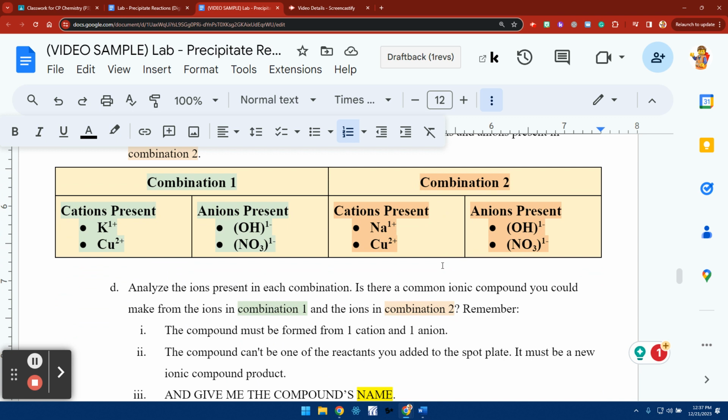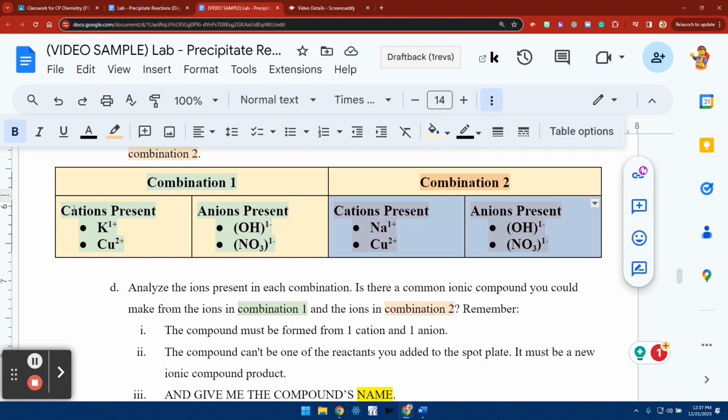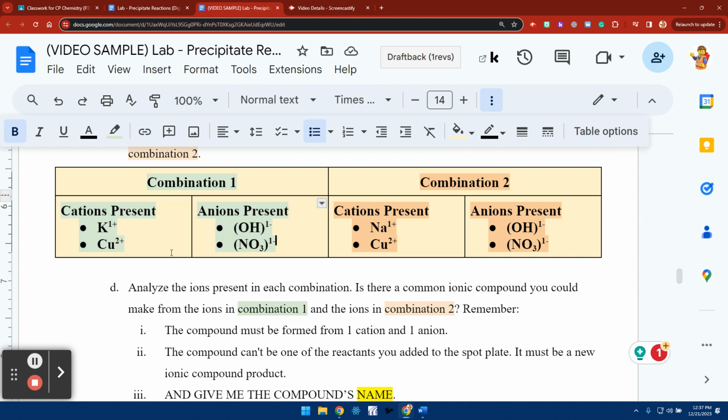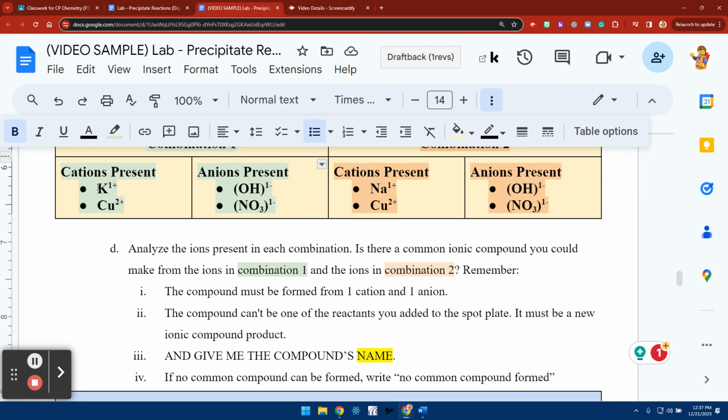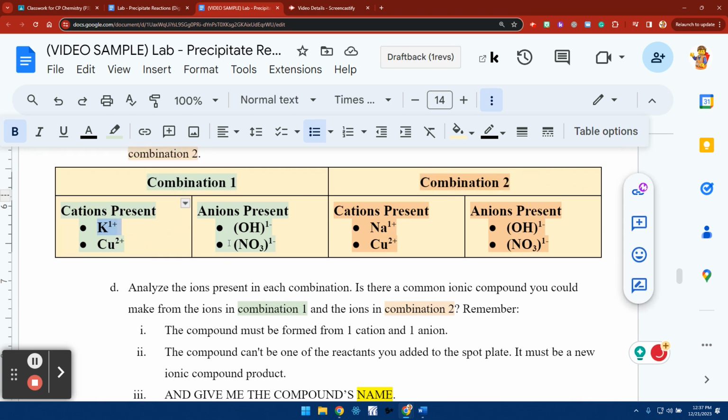Now, I need to figure out what that dark blue compound was. The dark blue compound must be formed from ions so that you can get the same compound in both combinations. Let me tell you what I mean. You might say, oh, Mr. Gucci, I think the dark blue compound was made out of potassium and nitrate. Potassium nitrate. Well, guess what? You can form potassium and nitrate from the ingredients in the first combination, but you can't in the second combination.